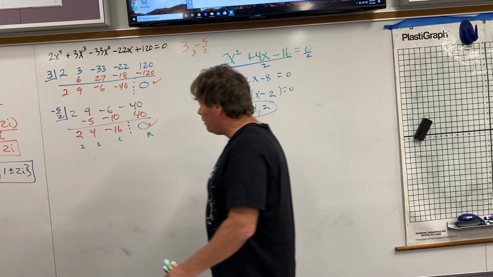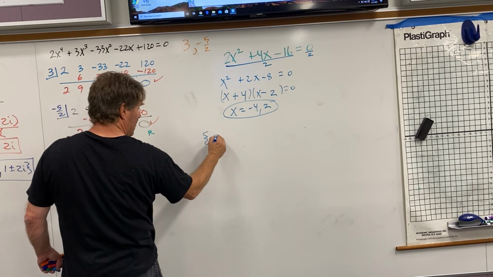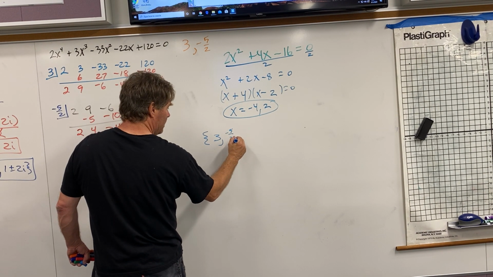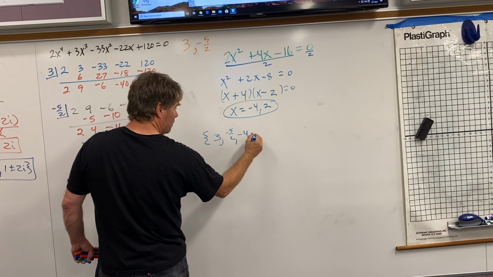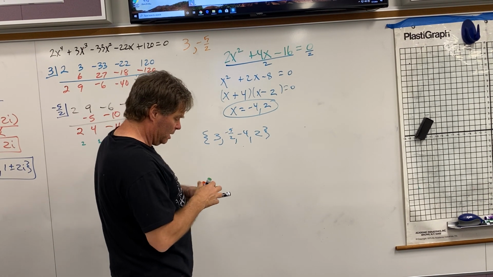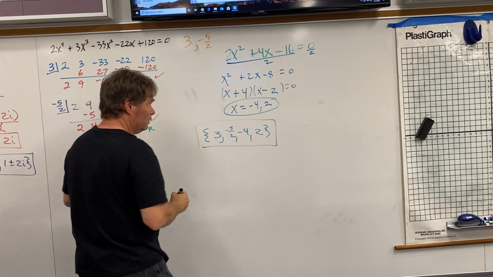So the entire solution set is going to be this. 3, -5/2, and these guys, -4 and 2. It doesn't really matter what order you put them in. Any order would be acceptable. Okay, so there you go.